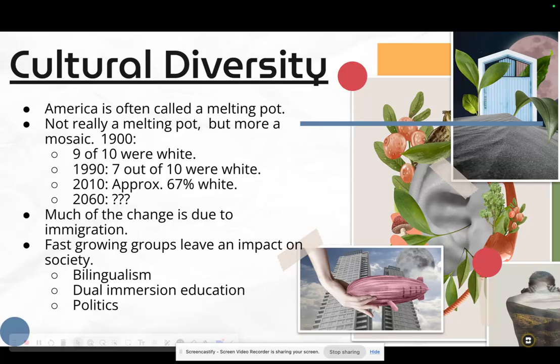We now have dual immersion education. Even here in Marshall, we started a program in the LC where kids spend part of their day learning in English and part of their day learning in Spanish.